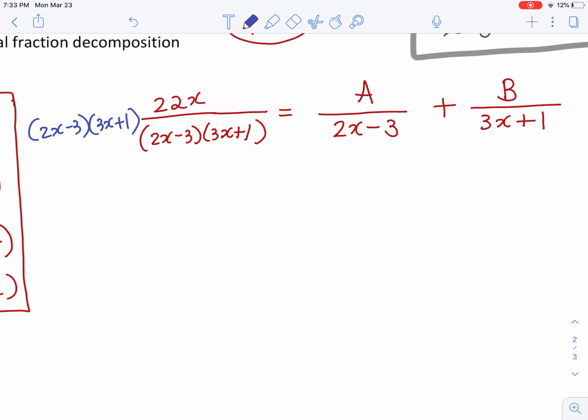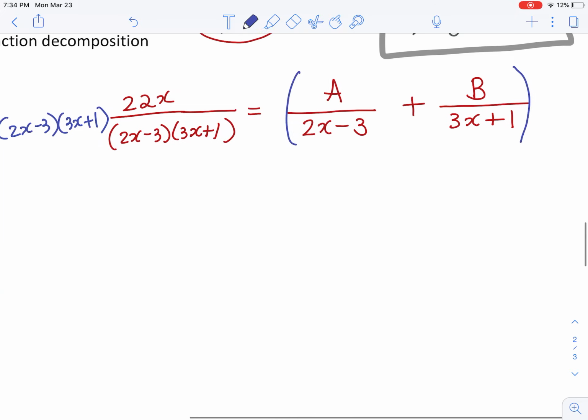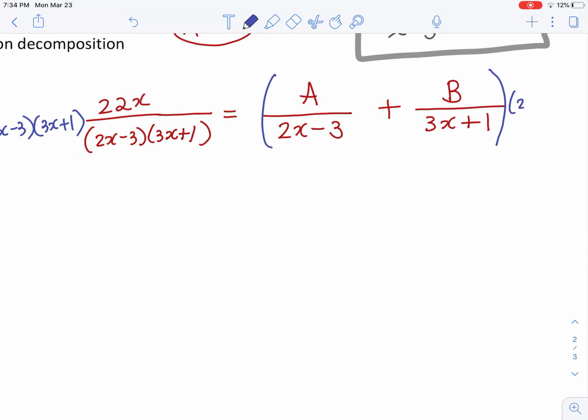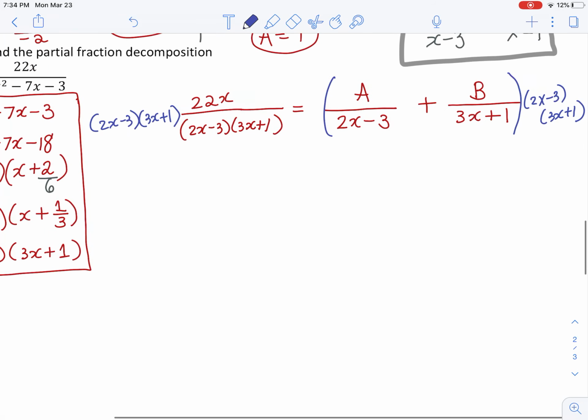Okay, and you see what will happen to the left side, right? But let me go and write those on the other side too. Now, you know what though? I'm really out of room. So I'm just going to go ahead and say these two are both getting multiplied by 2x minus 3 times 3x plus 1. And since you saw 3 examples already, you know what A and B will each have next to these letters. So let's simplify.